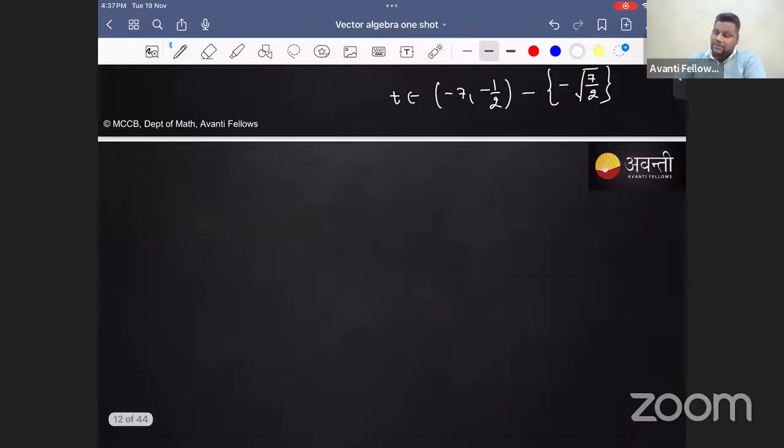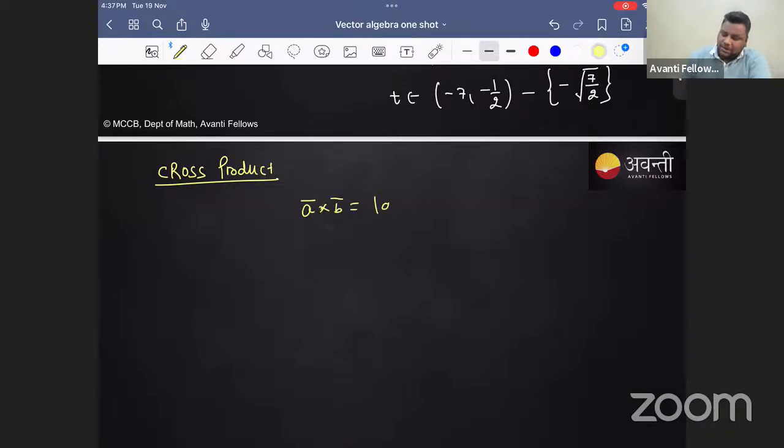Now let's start with cross product. Cross product is simply A cross B is magnitude A, magnitude B, cos theta n cap. You all are aware of this. I'm not going to dig into it much. You know cross product, you know how to find a cross product of two vectors. Am I clear?